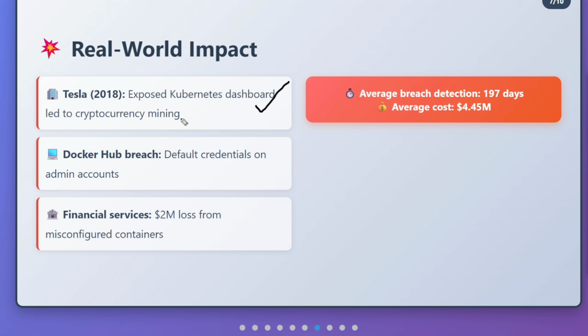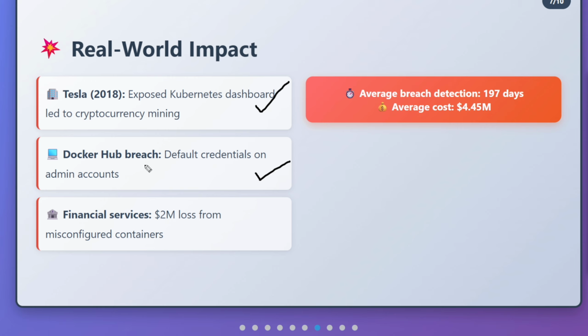This breach was discovered by RedLock researchers, who found that the dashboard was publicly accessible and lacked basic security controls also. Okay, so that was one of the real world impacts which has happened.